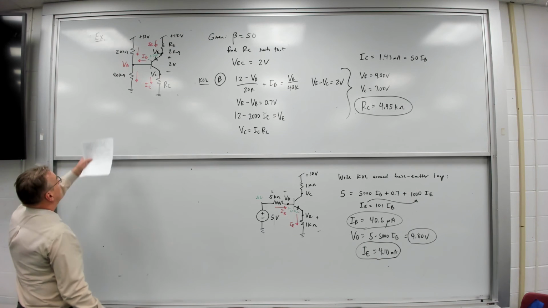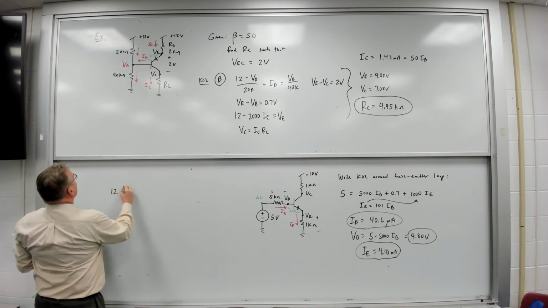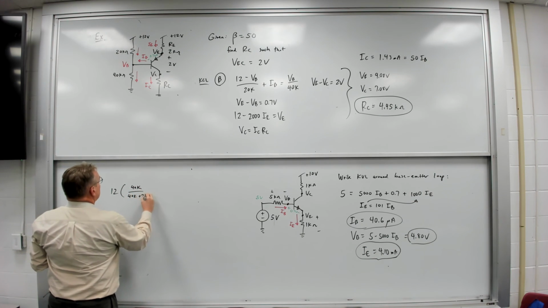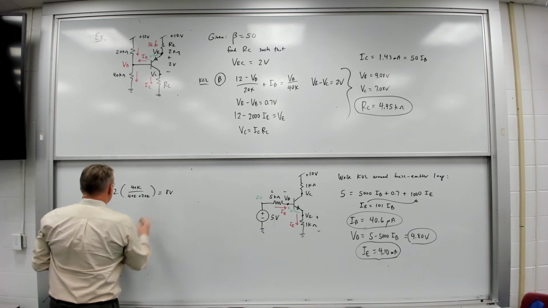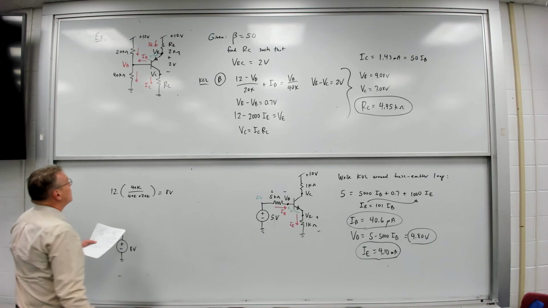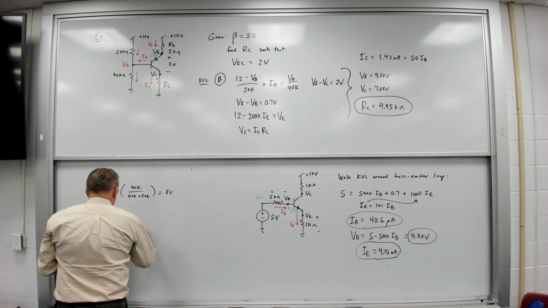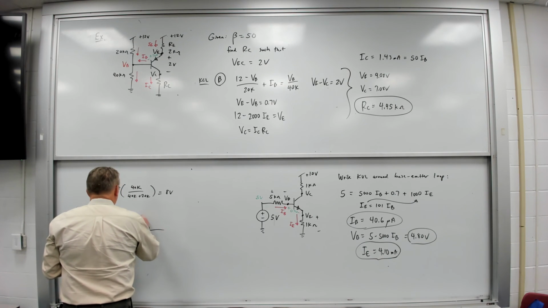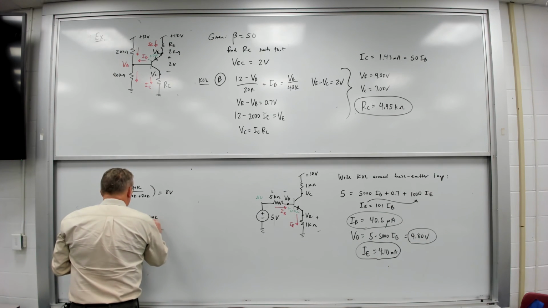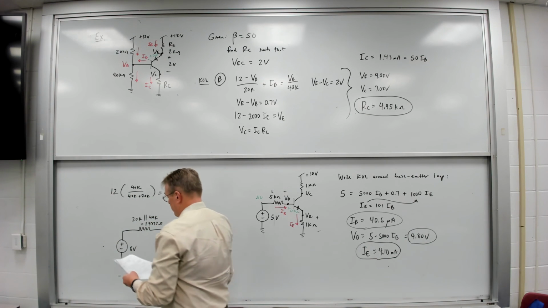And so my open circuit voltage will be equal to, let's see, 12 times 40K over 40K plus 20K, and that'll be equal to 8 volts. So I have an 8 volt voltage source for my Thevenin equivalent voltage plus 20K in parallel with 40K, and that will be equal to 13,333 ohms.